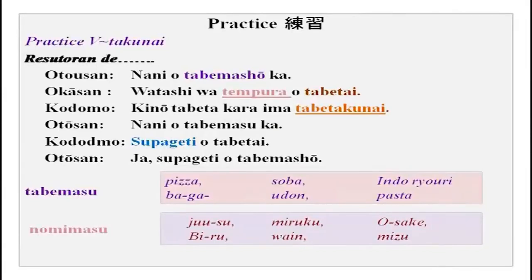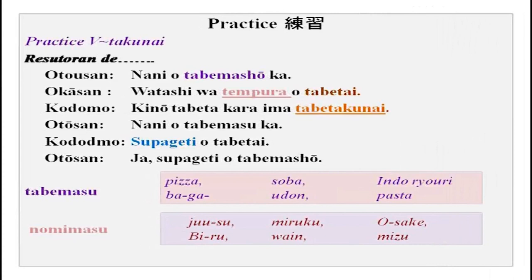There is a small conversation between otosan, okasan and kodomo, and let us see what they are saying. Nani o tabemashou ka? Watashi wa tempura o tabetai. Kino tabeta kara ima tabetaku nai. Nani o tabemasu ka? Spaghetti o tabetai. Ja, spaghetti o tabemashou. I am sure this is understood.